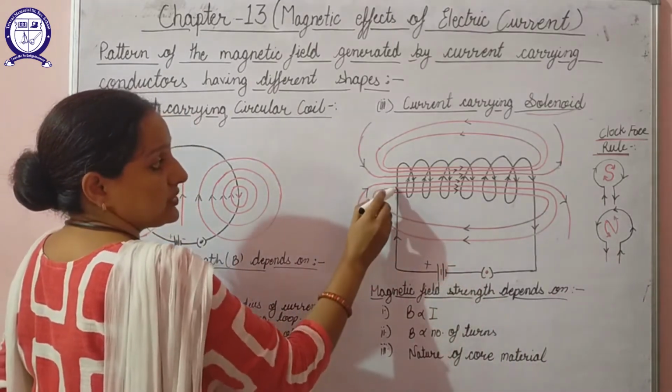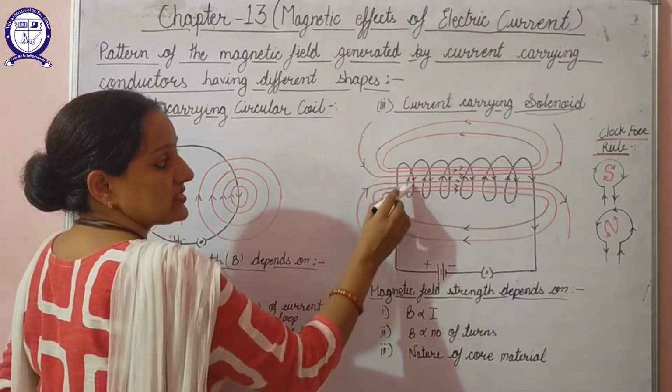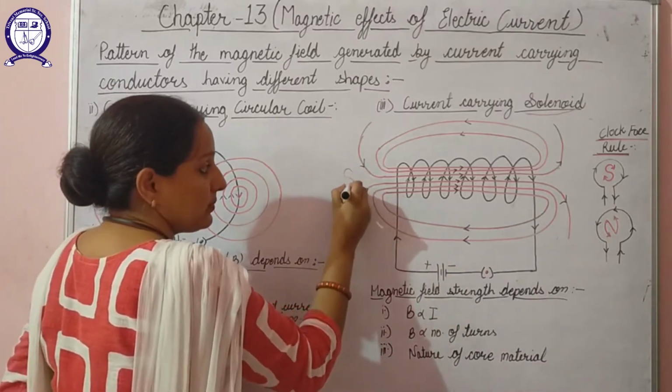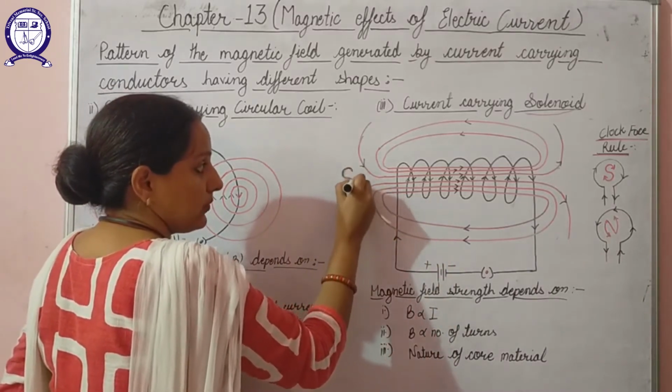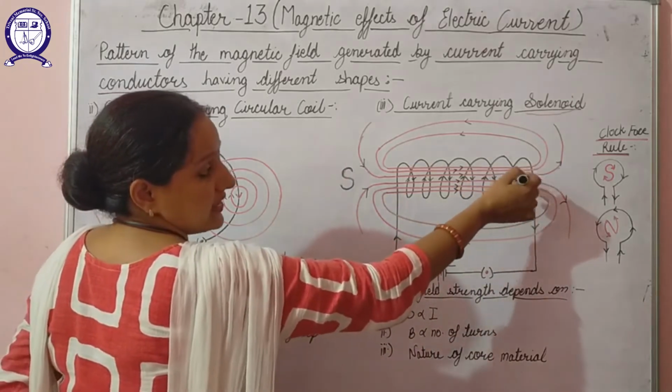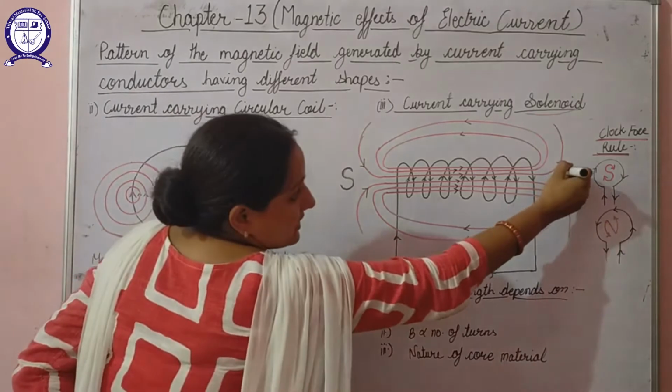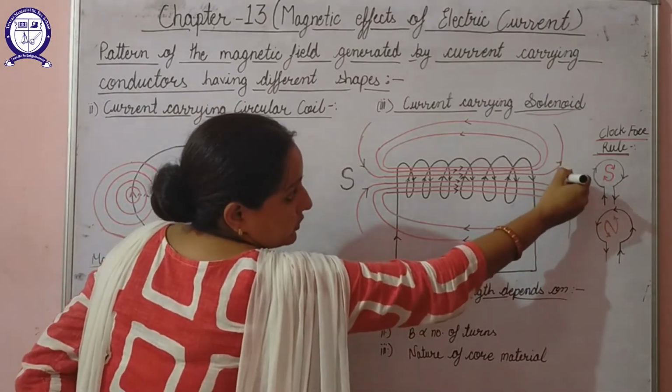So according to this, if we examine this face, in this the direction of current here is clockwise, that means this end will behave as a south pole, and in this face the direction is anti-clockwise, so this end will behave as a north pole.